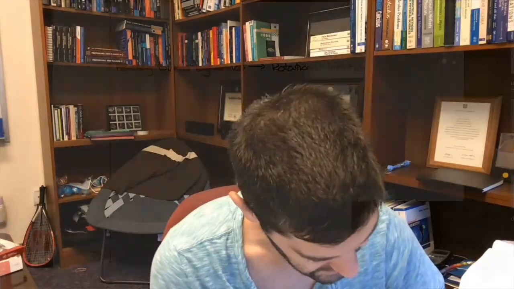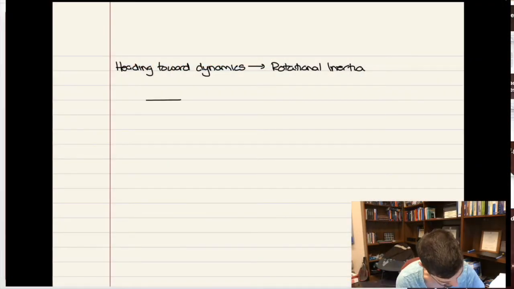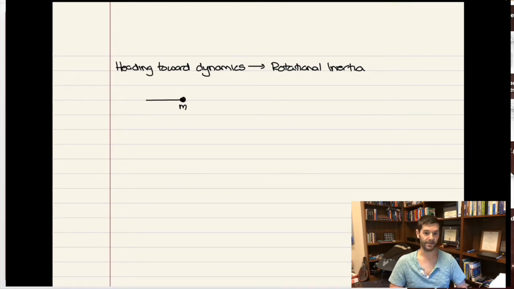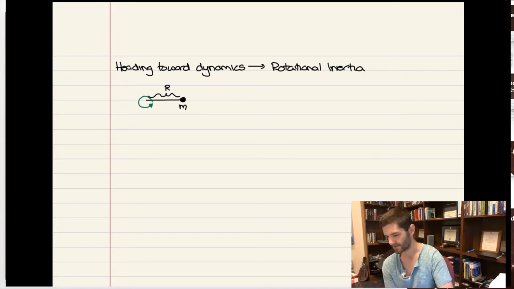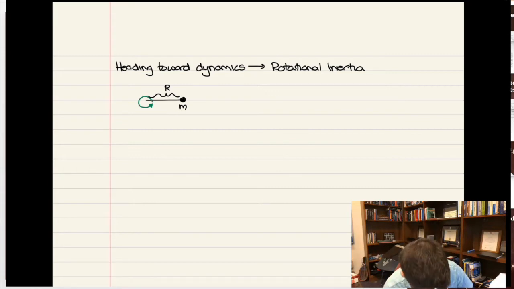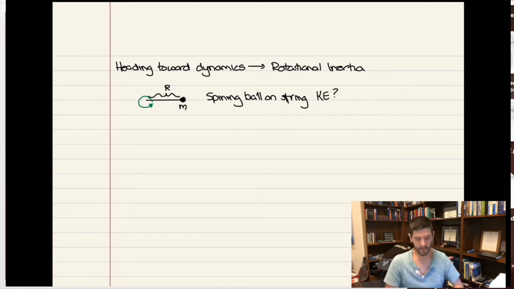Let's start with the simplest case. Let's take the ball and the string like I've been doing, where we can ignore the mass of the string, and I just have a ball that's on the end of a string. The string's radius is r, and the object is rotating around in a circle. It's a spinning ball on a string. What is the kinetic energy of the spinning ball on the string?